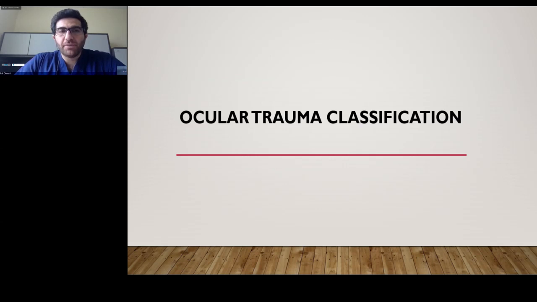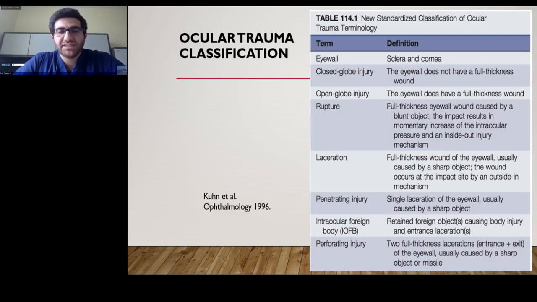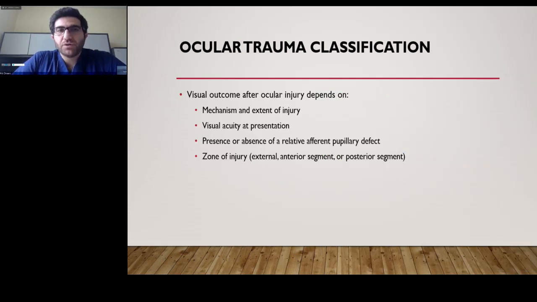You have all heard about the ocular trauma classification. This article, which was published in 1996, is very interesting, and it has classified ocular trauma according to specific definitions. During my presentation, I will adhere to these definitions, and when I talk about laceration, penetrating, or perforating injury, I will define them as they were described in this article. In the ocular trauma classification, visual outcome after ocular injury was dependent on mechanism and extent of injury, visual acuity at presentation, presence of relative afferent pupillary defect, and zone of injury. Zones of injury are described as corneal, corneolimbal, or scleral. It's very important to always measure the visual acuity of patients at presentation. It's an easy exam that can give us a lot of important information about the prognosis after the surgery.